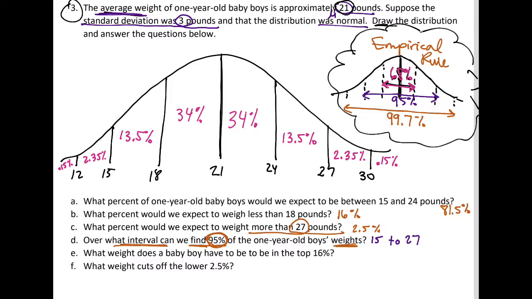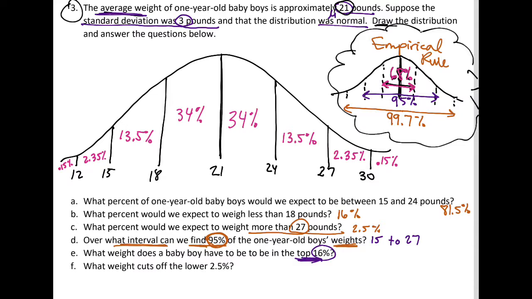All right, so for E, it's asking, what weight does a baby boy have to be in the top 15%? Well, if I'm talking about the top 15, then I'm going to start up here at the top, and I'm going to see what sections are going to add up to give me that top 15%. So this is the top 0.15%. If I add this and this, I'm going to get 2.5%, so that would be the top 2.5%. If I add this, this, and this, I will get 16%. So basically, where's the cutoff for this section?